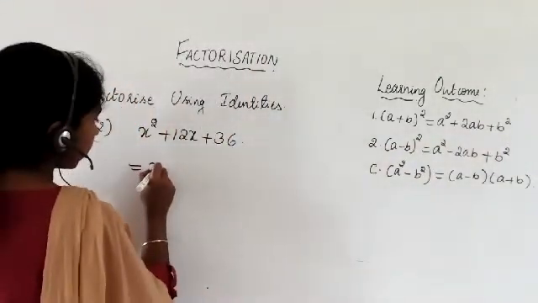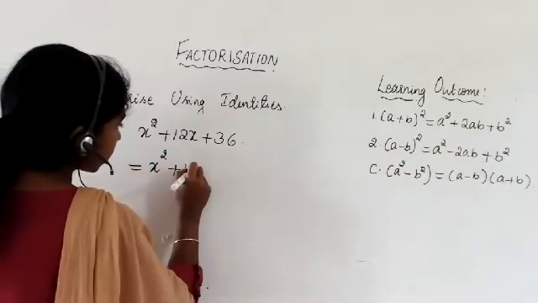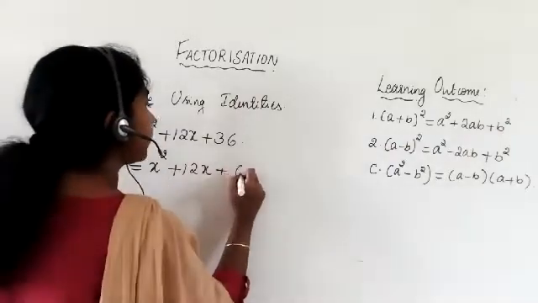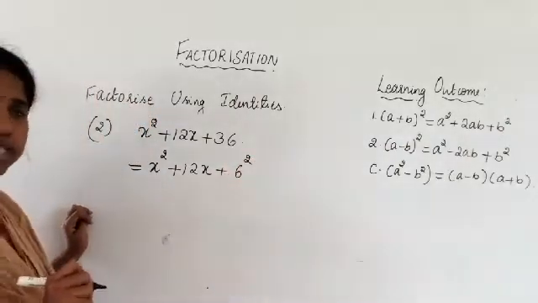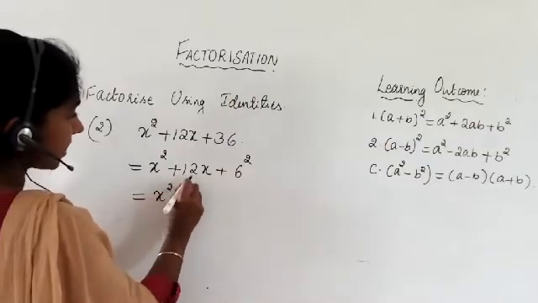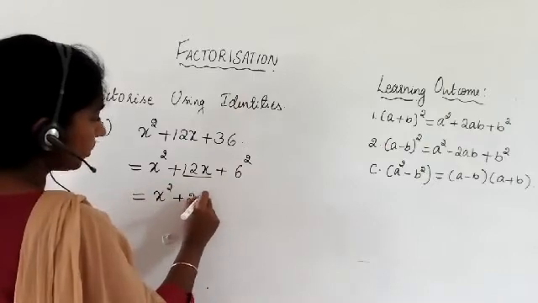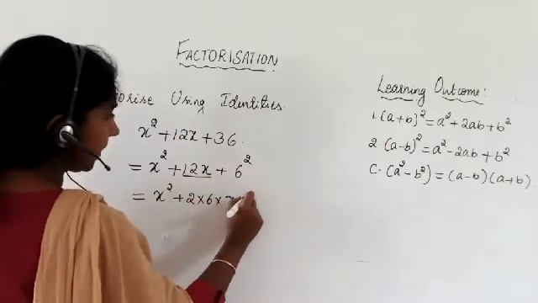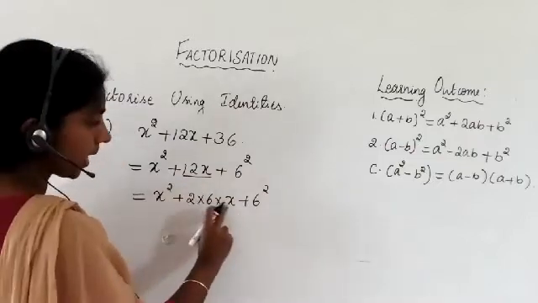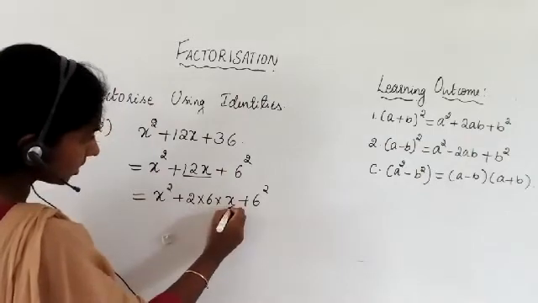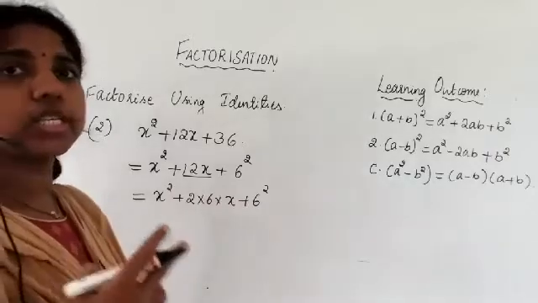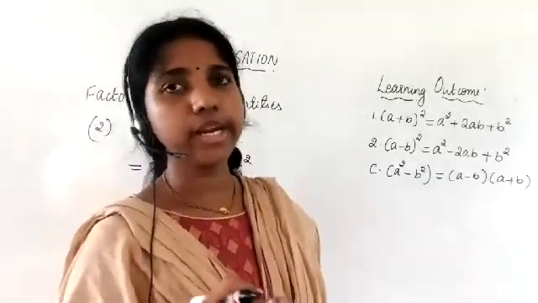This will be x square as it is. This 12x plus this 36 can be written in the exponent form. How? 6 square is 36. So that will be equal to x square plus, I will write this 12x as 2 into 6 into x, plus 6 square. Now you can see your 12x is in 2ab form. This is your a, and b is 6. So 2ba or 2ab, because multiplication is commutative. If you write ba or ab, it doesn't make any difference.